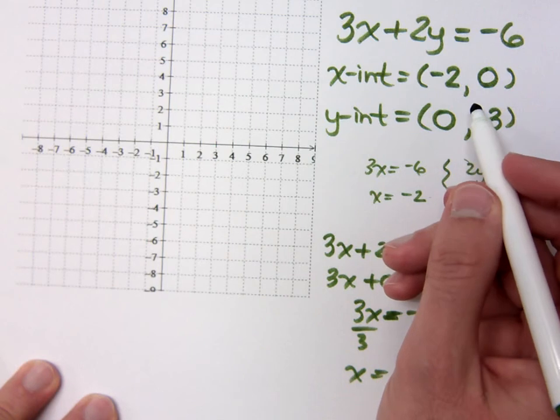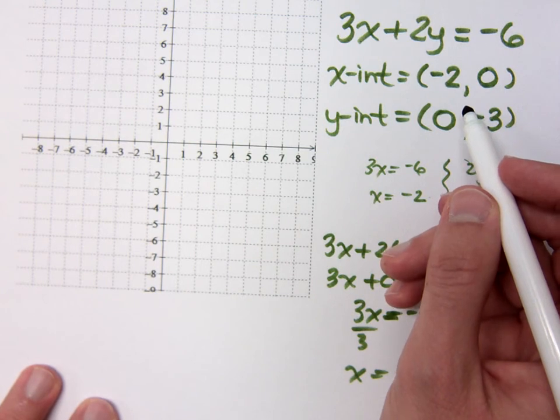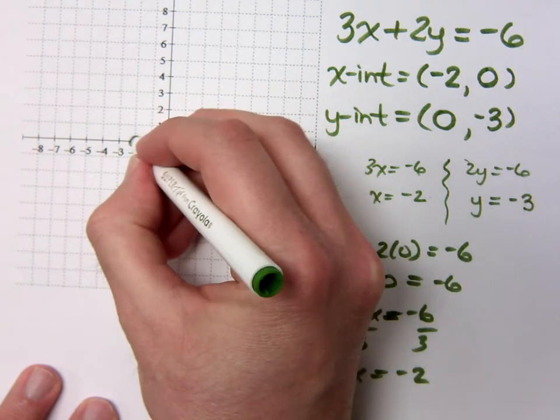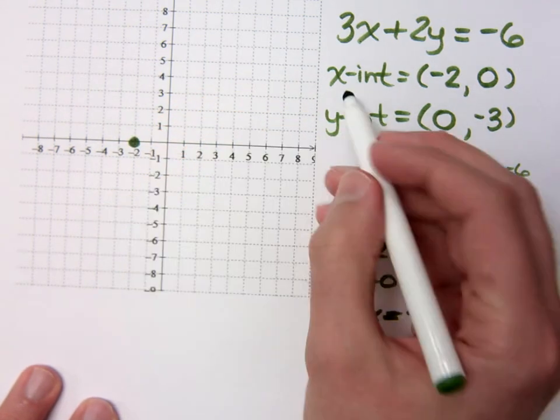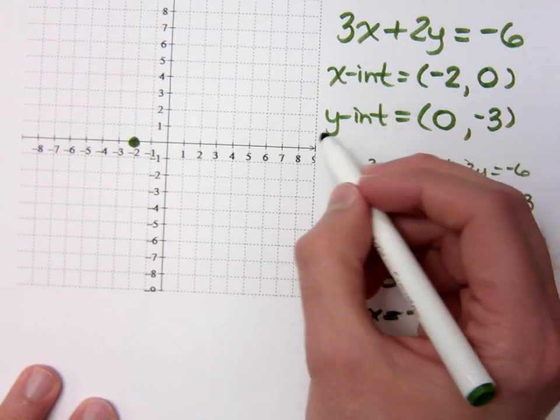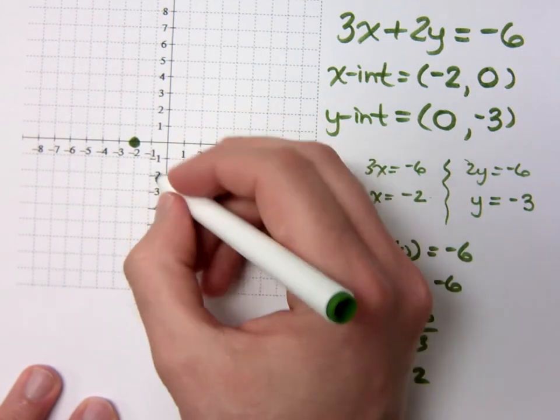Now, here's the thing you have to understand about plotting. Where does every x-intercept go? On the x-axis, right? Because that's what the definition is, where you cross the x-axis. So it's here at negative 2, 0. Don't plot the x-intercept on the y-axis. Likewise, when you plot the y-intercept, where does it go? It goes on the y-axis down here at negative 3.